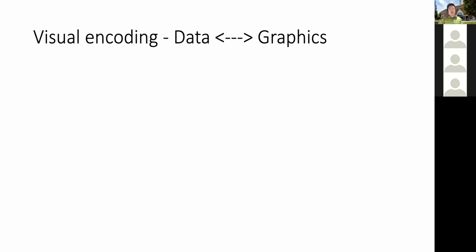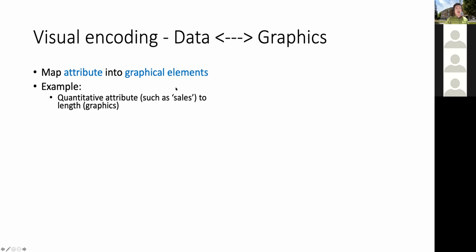Okay, and before we talk about markers and channels, I just want to introduce another term. It's called visual encoding. Essentially, it means mapping data into graphics. The data could be different, depending on the type of data, could be numbers, could be categorical. And the graphics are the things you can see visually. So you can represent the data as length, as position, as color and shape, and so on. In short, visual encoding means mapping attributes into graphical elements.